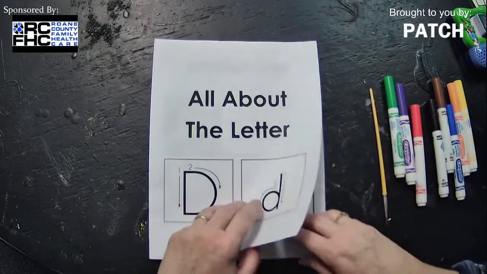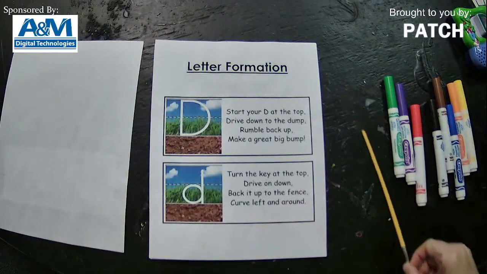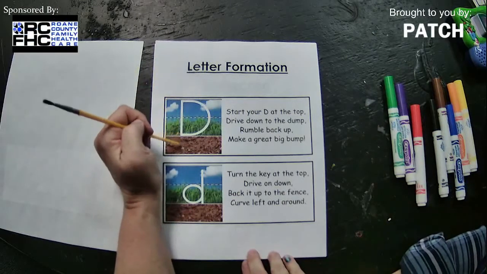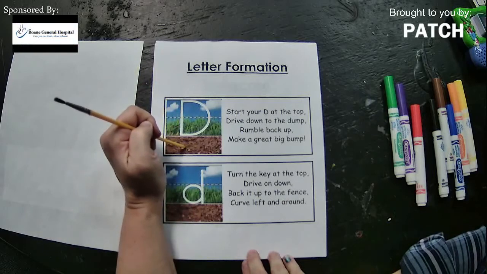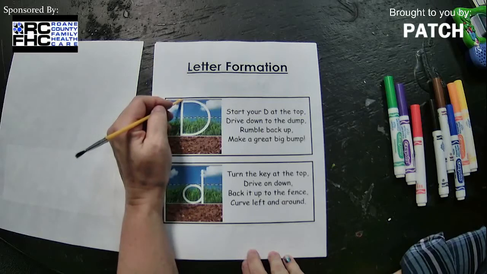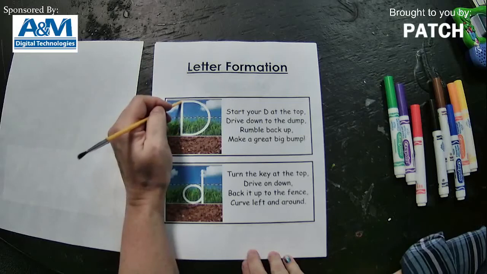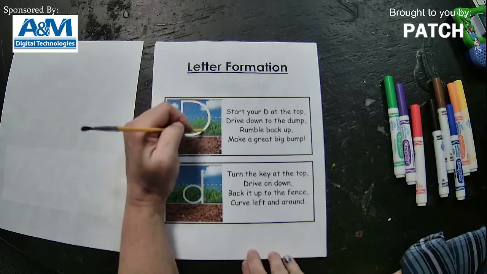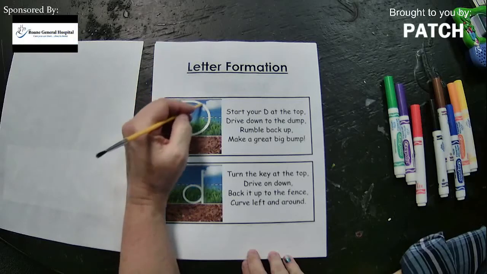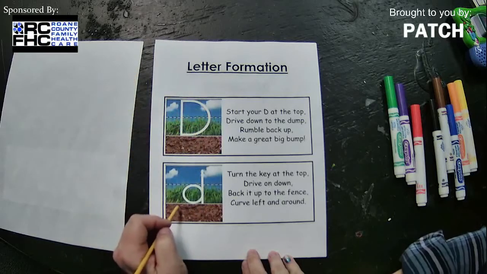Let's look at our letter formation poem. Start your D at the top. So we go up here at the top. We're in the sky. Then we go down. Are we going down here in the dirt? Right. We'll just stay right here at the ground. So start your D at the top. Drive down to the dump. Rumble back up. And make a great big bump. That was kind of cute, huh? One, two. Two lines.